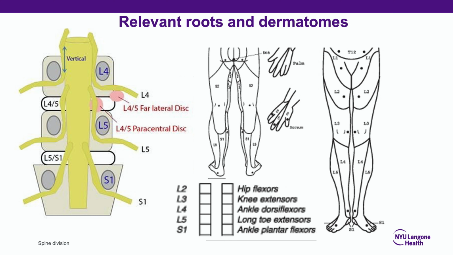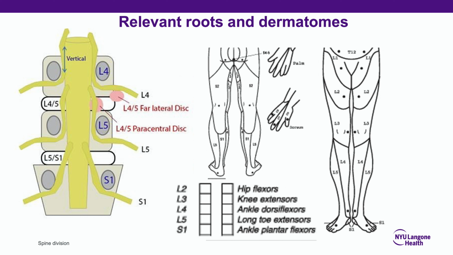When we talk about relevant roots and dermatomes, I find it easy to use the left picture to understand how different disc herniations create different symptoms. We have two of the most common, well, let's say two of the three most common disc herniations. I'm not showing the central, which is going to compress the canal centrally. I'm talking about the paracentral disc and the far lateral disc.